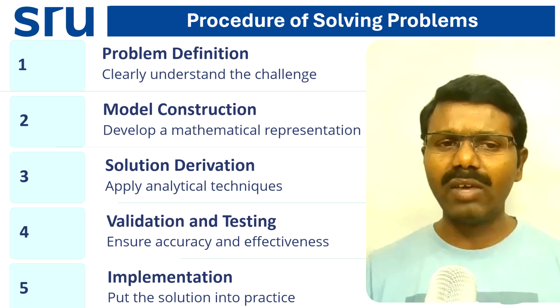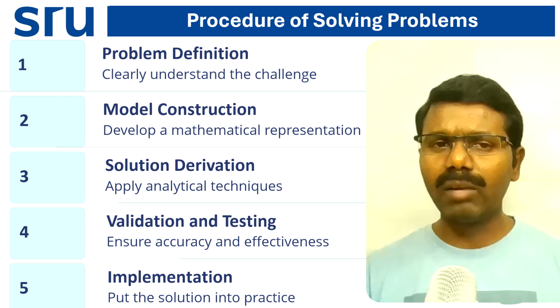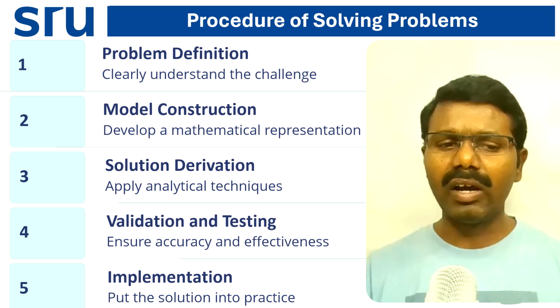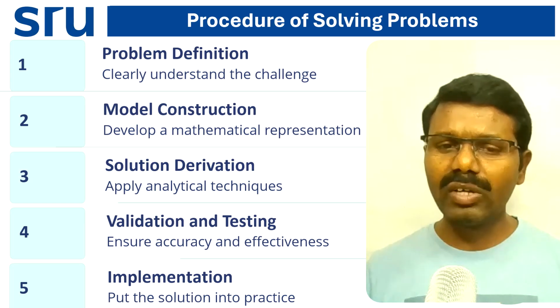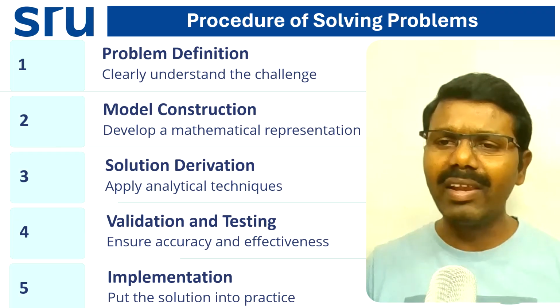So these are the 5 steps: problem definition, where we clearly understand the challenges and the problems, and clearly define what we need to solve. Then we convert that problem into a mathematical model, and by using our theoretical knowledge, we solve it. After you get the solution, we validate by ensuring the accuracy and efficiency, then we implement the solution. So these are the 5 stages involved in operations research to solve any problem.